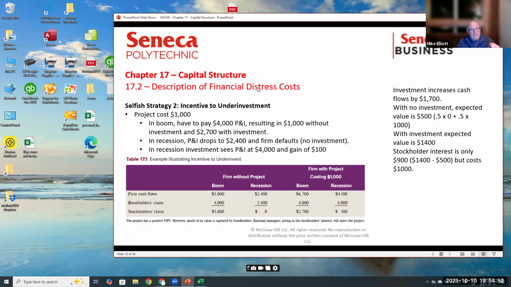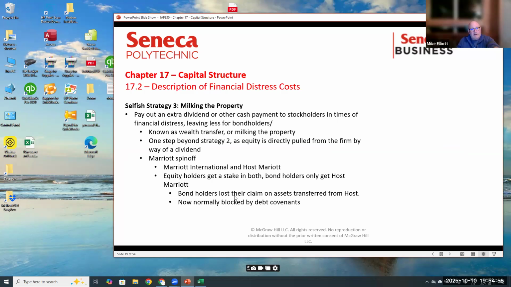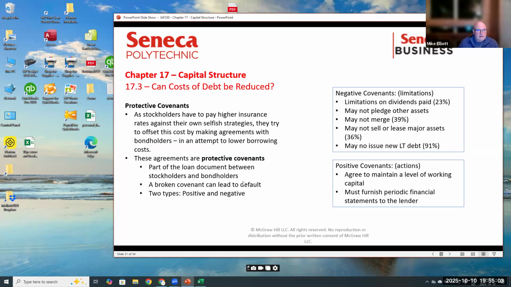We get rid of a lot of these risks. Some of these risks are from this Marriott story right here. I'm going to limit what can and can't be done if I lend you money. The protective covenants are part of the loan document between stockholders, the owners of the company, and bondholders who are lending them money. A broken covenant can lead to default. So if I have a loan or a bond outstanding to you and you violate your covenants, I call it immediate. If you can't pay me, I'm pushing you into bankruptcy. So that's the downside of covenants.